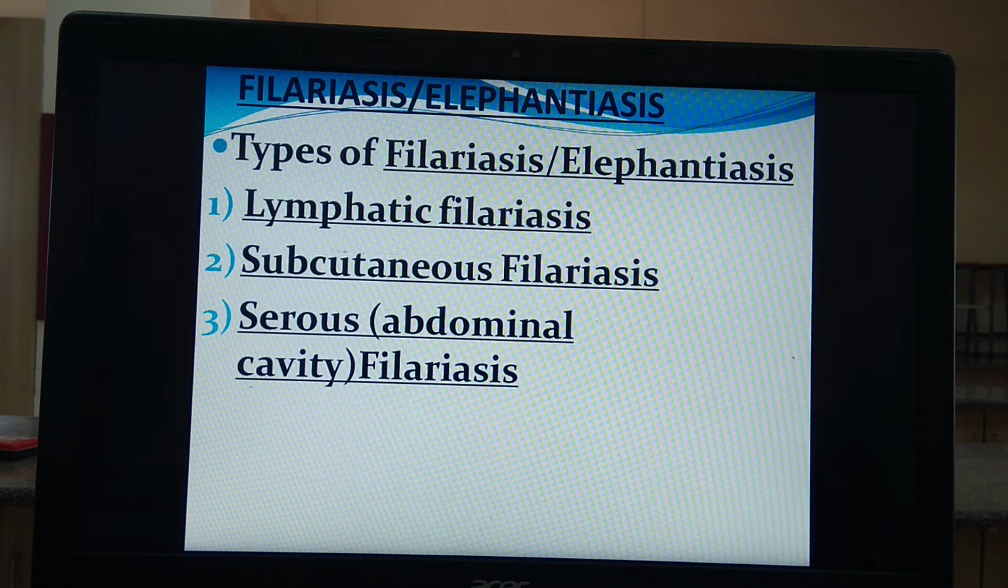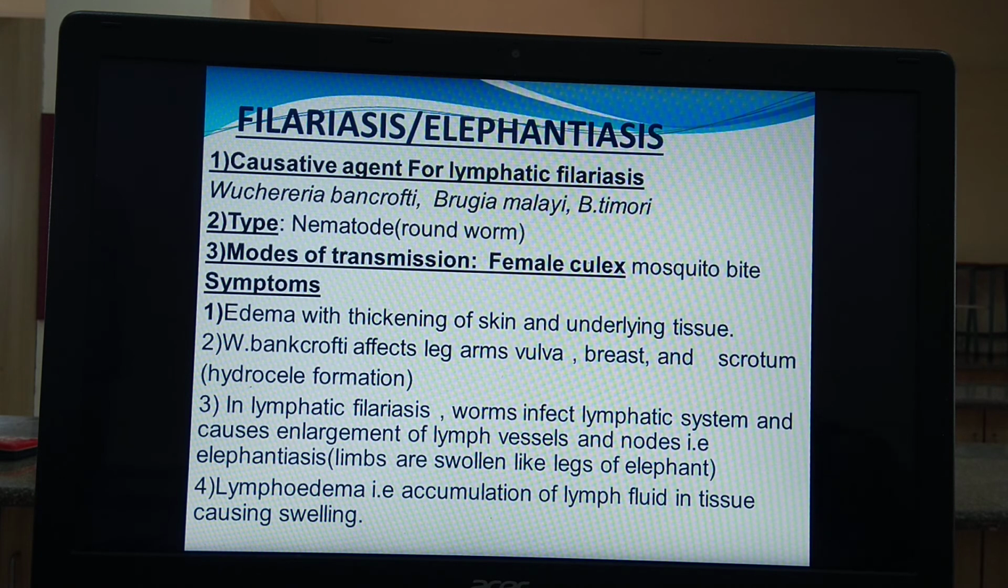Of this, lymphatic filariasis is caused by Wuchereria bancrofti, Brugia malayi, or Brugia timori, which is a roundworm, belonging to class Nematoda and phylum Aschelminthes. Now we'll see the mode of transmission, how this filariasis is transmitted from female Culex mosquito to the human being. For that we have to study a complete cycle. We'll see later on. Just now you remember that female Culex mosquito is responsible for transmission of this pathogen.